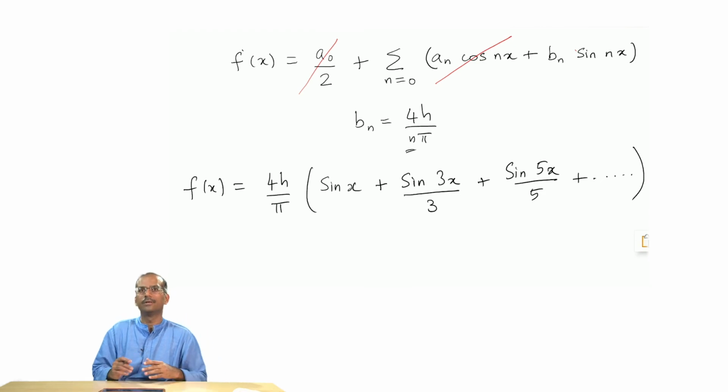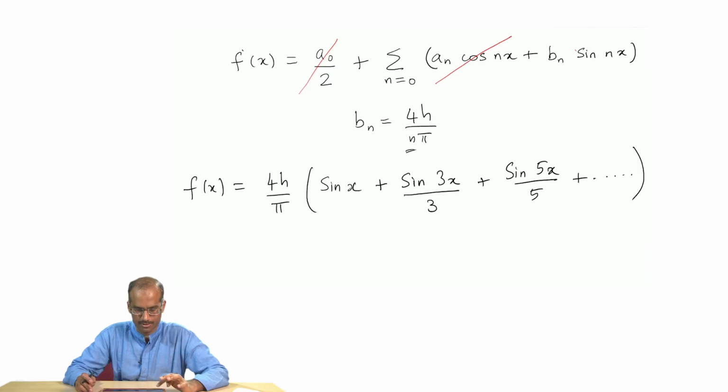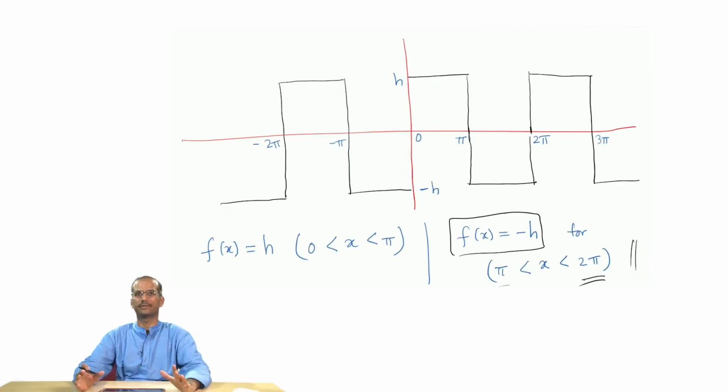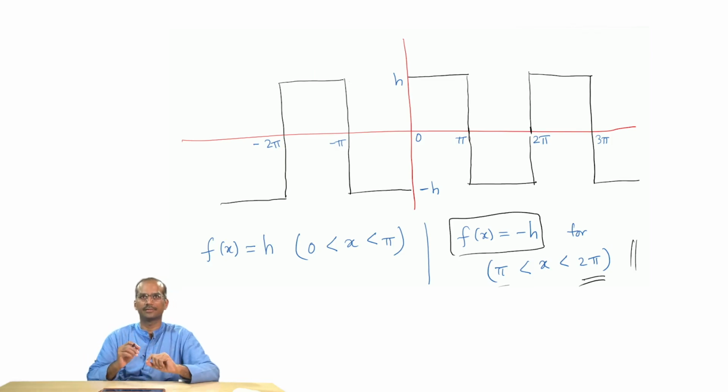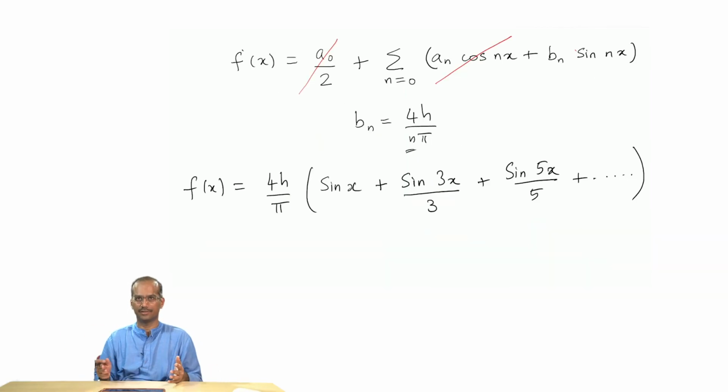So, this series that we have obtained represents this function that we have drawn here. You can see what we have achieved. We have this function which has finite discontinuities at several places, at pi, at 0 and so on, and now all that is represented in terms of an infinite series of sine functions. That is what you get when you Fourier analyze any periodic function.